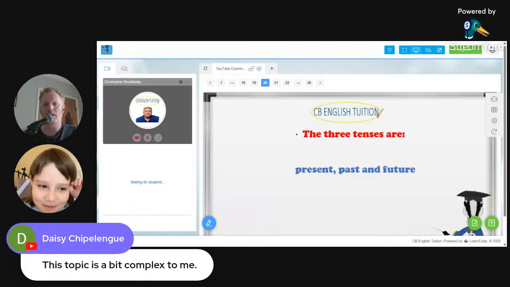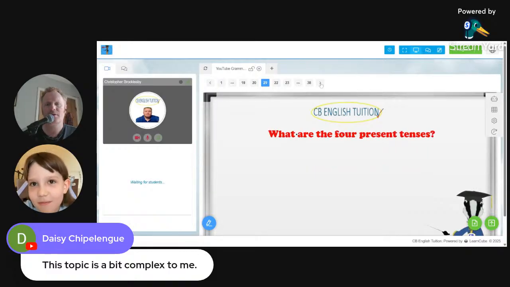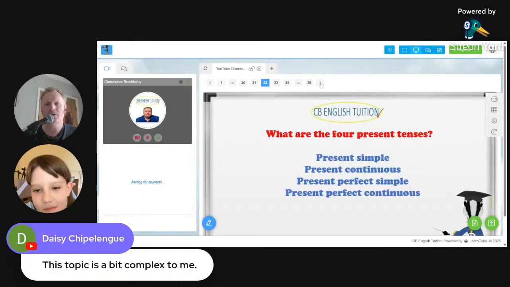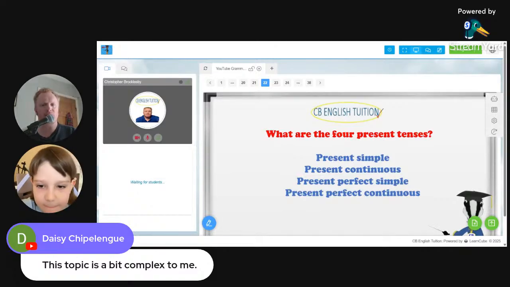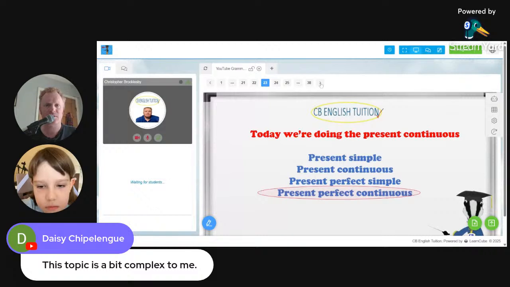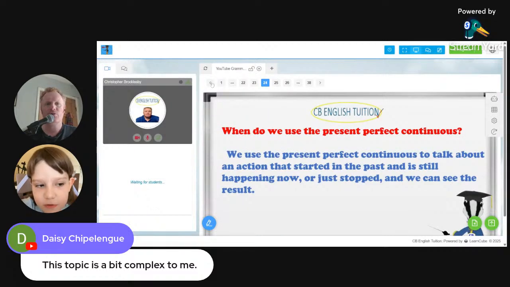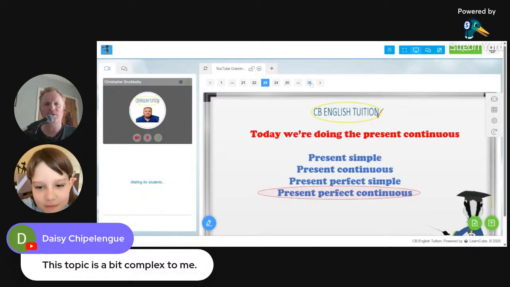So today is the present week. So we're doing the present, the now week. The 4 present tenses we did before this week: present simple, present continuous, present perfect simple. Now we're doing the present perfect continuous. When do we use the present perfect continuous?